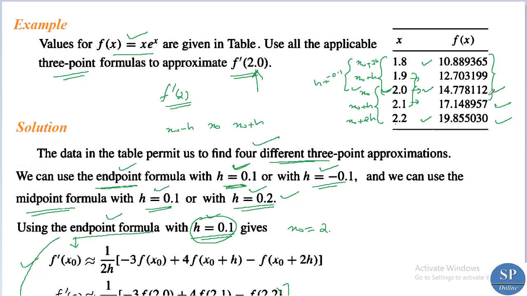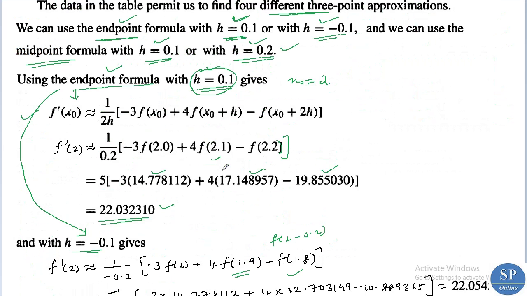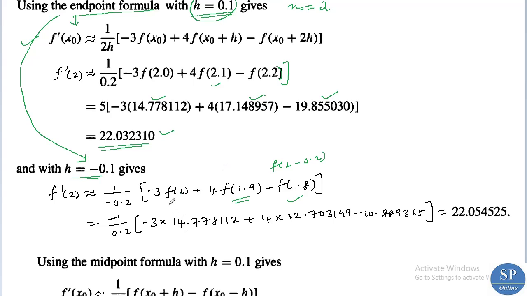Now using the values of f of 2, f of 1.9 and f of 1.8 from this table, we get the required approximate value of f dash at the point 2. We replace these values here, and simplifying, we get the approximate value of f dash of 2 as 22.054525 if we choose h equal to minus 0.1 with the 3-point endpoint formula.